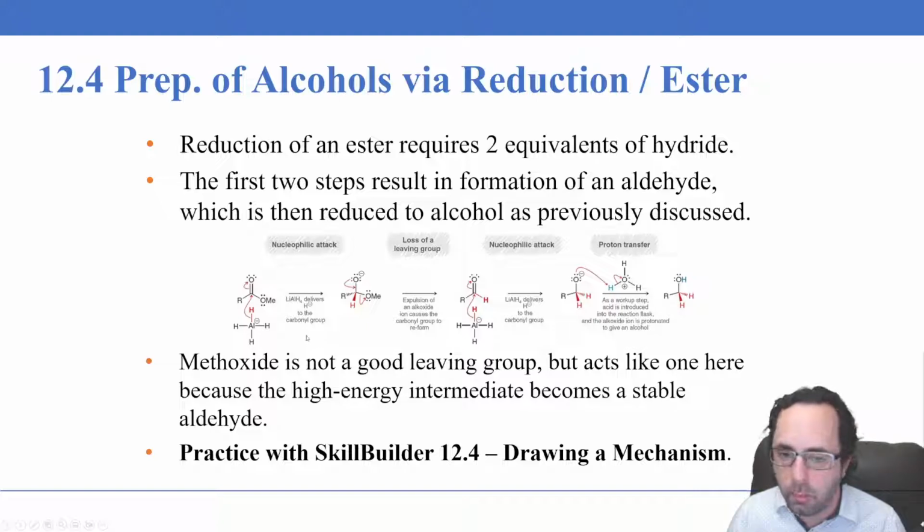So no big surprises here. The big unique step is this one right here, where we lose the methoxide ion, right? That said, methoxide is not a great leaving group, but the intermediate here is very high in energy, so it kicks this off because the aldehyde is much lower in energy. So we know that these anions with oxygen, like hydroxide, methoxide, ethoxide, are generally terrible leaving groups, but in this case it will leave because you get this stable intermediate product, the aldehyde.